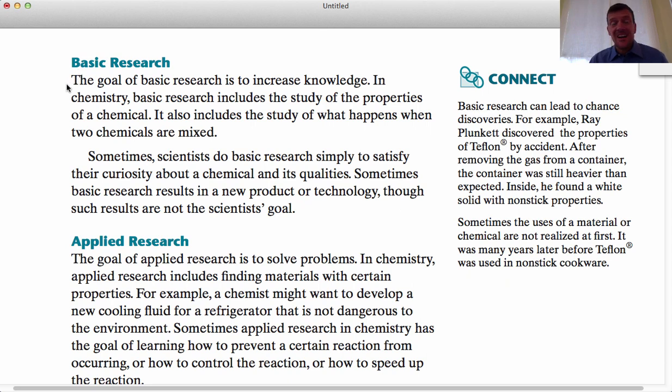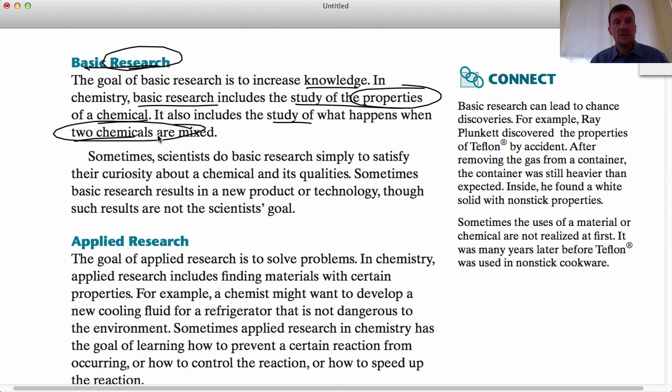In chemistry, as in any science, there's going to be research involved, and the goal of research is just to expand our knowledge about that particular field. In chemistry, basic research includes the study of the properties of a chemical. It also includes the study of what happens when 2 chemicals are mixed. So that's going back to what we said before. We're going to be studying matter and its properties, and we're going to be studying the changes that happen. What happens when chemicals are mixed? What changes might occur?